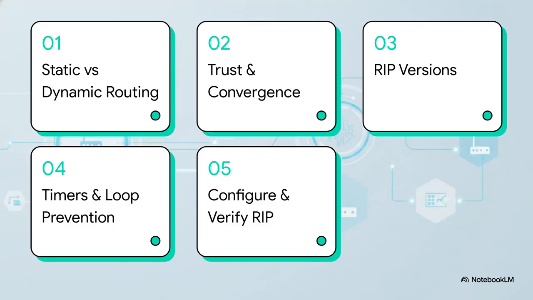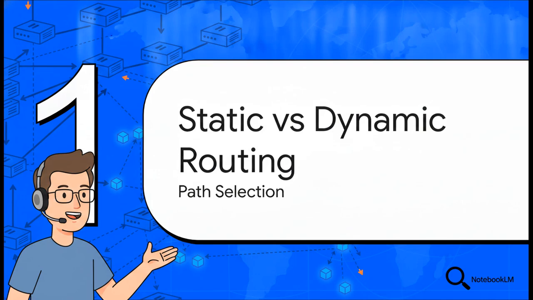Here is our roadmap for today. We've got 1. Static versus dynamic routing. 2. Trust, distance, and convergence. 3. Understanding RIP versions. 4. Timers and loop prevention. And 5. Configuring and verifying RIP.